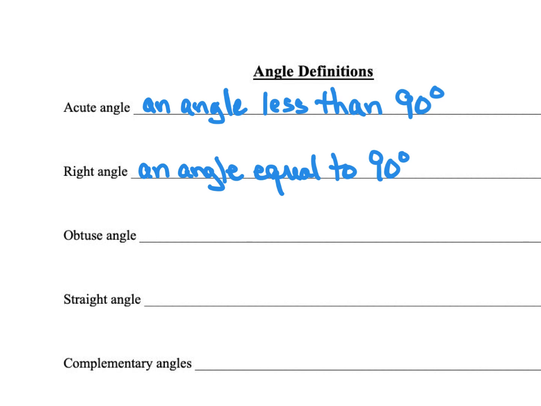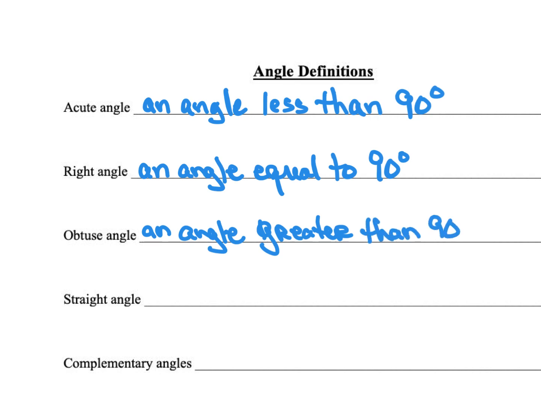An obtuse angle is an angle greater than 90 degrees. And if we really want to be particular on the obtuse, it's greater than 90, but it's also less than 180, because a straight angle is an angle equal to 180 degrees. So these are all different types of angles, and we're going to be using that a little bit later today.